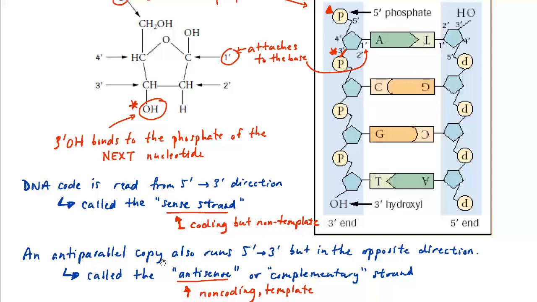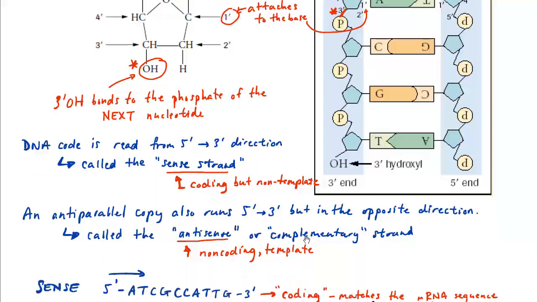So the antiparallel copy also runs 5' to 3' but in the opposite direction, and you call it antisense. You also call it complementary. Notice this is an E on complementary, not an I. Please spell it correctly. It's not saying nice things to the other strand. It's matching the other strand. Complementary, not complimentary, okay? So it's not just saying nice things. So this guy, the complementary strand, is always going to be opposite to what's going on over here, okay?